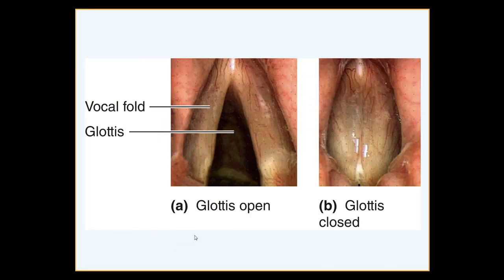Okay, so this is what I told you about earlier. That is the glottis, and that's the part in your larynx that closes and opens, and therefore it protects you from aspirating liquid and food while you are breathing.